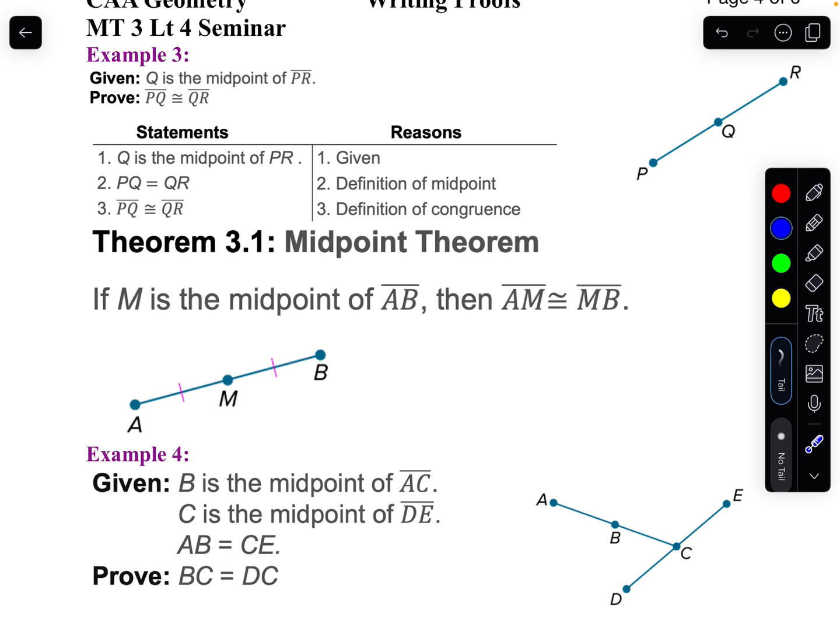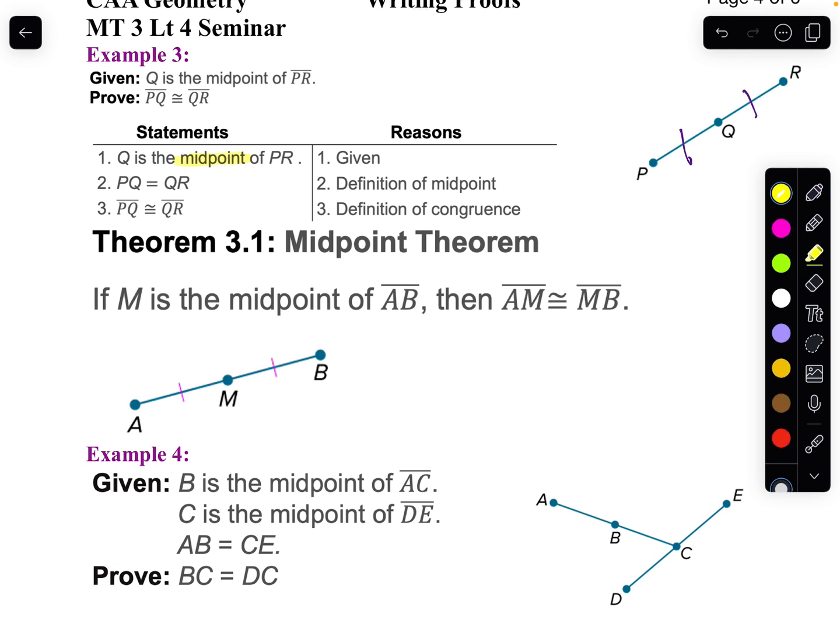Now, anytime you have a vocabulary word, you're probably going to use that vocabulary word as part of your reason. So I'm told Q is the midpoint of PR. Well, what does midpoint mean? Midpoint means it's in the middle, and I know these two segments are the same, right? So that's where I'm going to use my definition in step 2. What do I know because Q is the midpoint of PR? Well, I know PQ is equal to QR. That's the definition of midpoint.